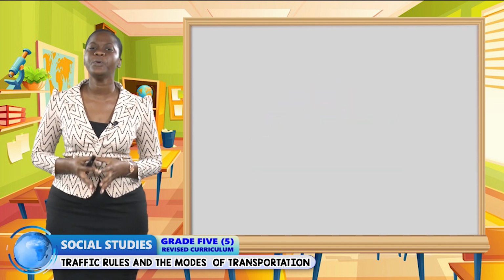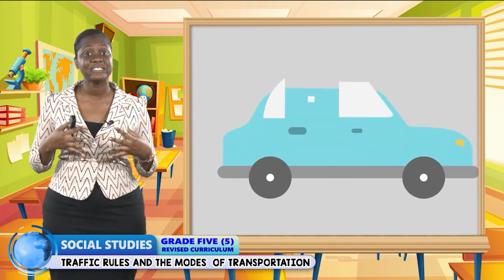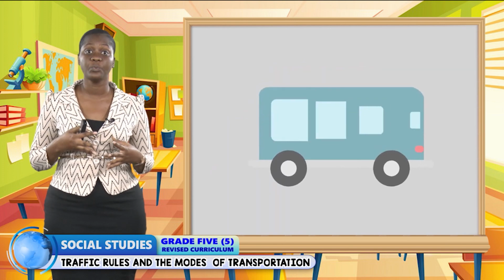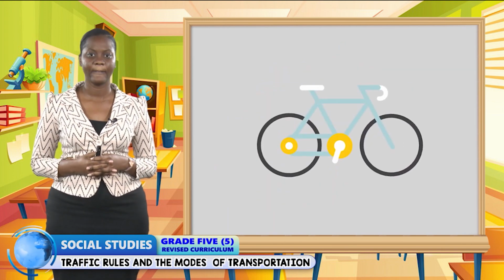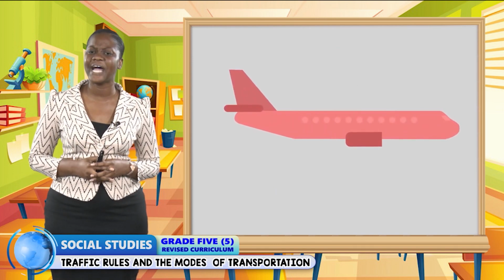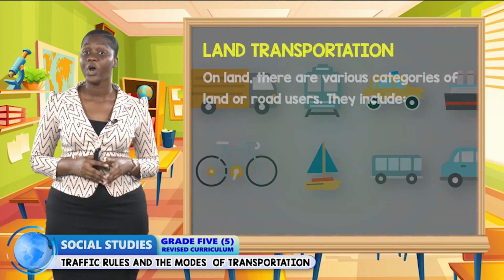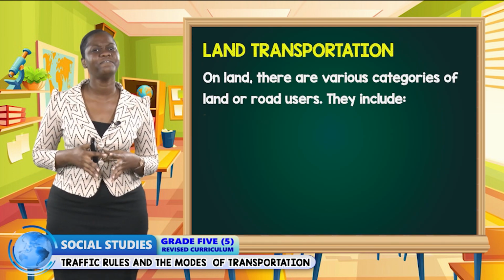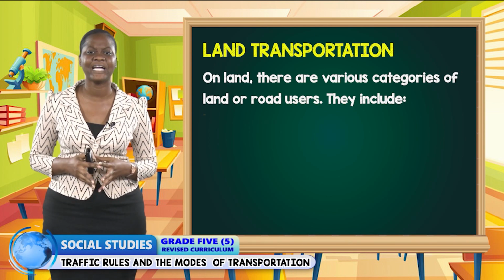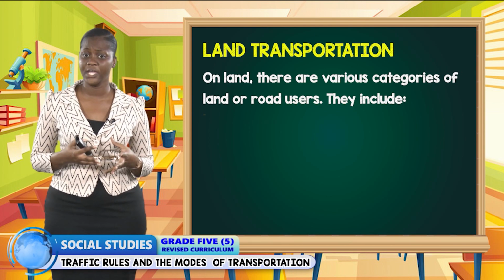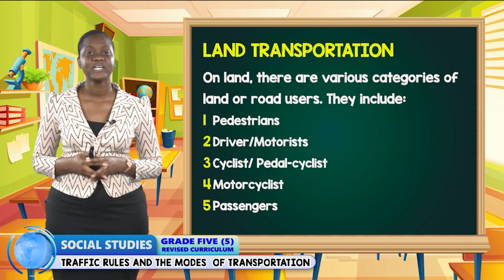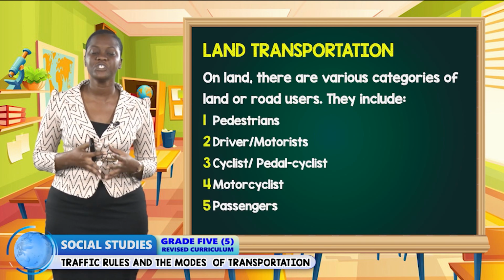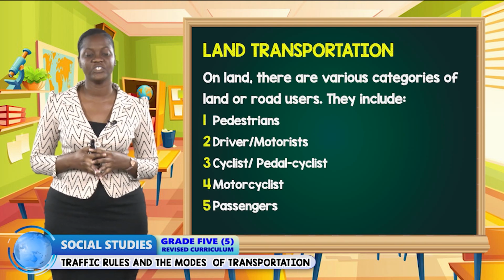However, today we want to zoom in on the safety practices that we should employ while using these modes. So let's take a look at land transportation. On land, there are various categories of land users. They include pedestrians, drivers, cyclists, motorcyclists, and passengers.